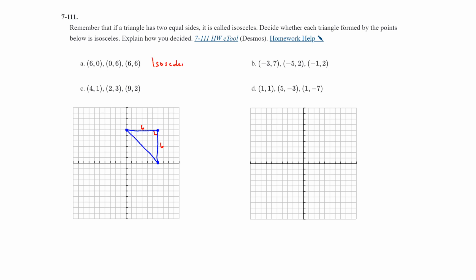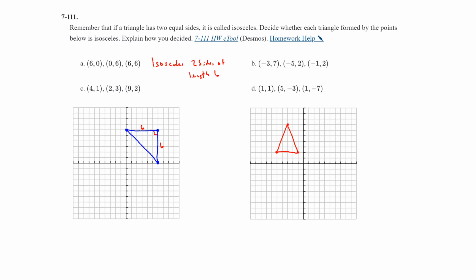So yeah, for this one it will be isosceles. You have, like I said, two sides with length 6. And you can prove that as I did on a coordinate plane there. Let's look at B. So negative 3, 7. Plot that point. Negative 5, 2. And then we have negative 1, 2. So we're looking right here.